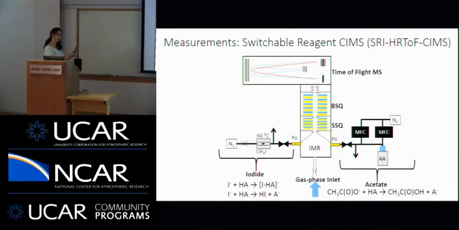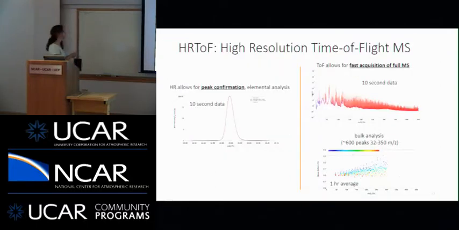So we have these two different reagent ion systems. We can switch them relatively rapidly. We can measure this in high resolution. And high resolution is useful because, unlike a straight quadrupole, it gives us two key advantages. The first advantage is that we have high resolution data, so we can identify how many carbons, hydrogens, oxygens, nitrogens, et cetera, are in a given molecule. So we can do elemental composition and hopefully start to determine molecular identity, or at least oxidation state, like O to C and H to C ratios, and that sort of thing.